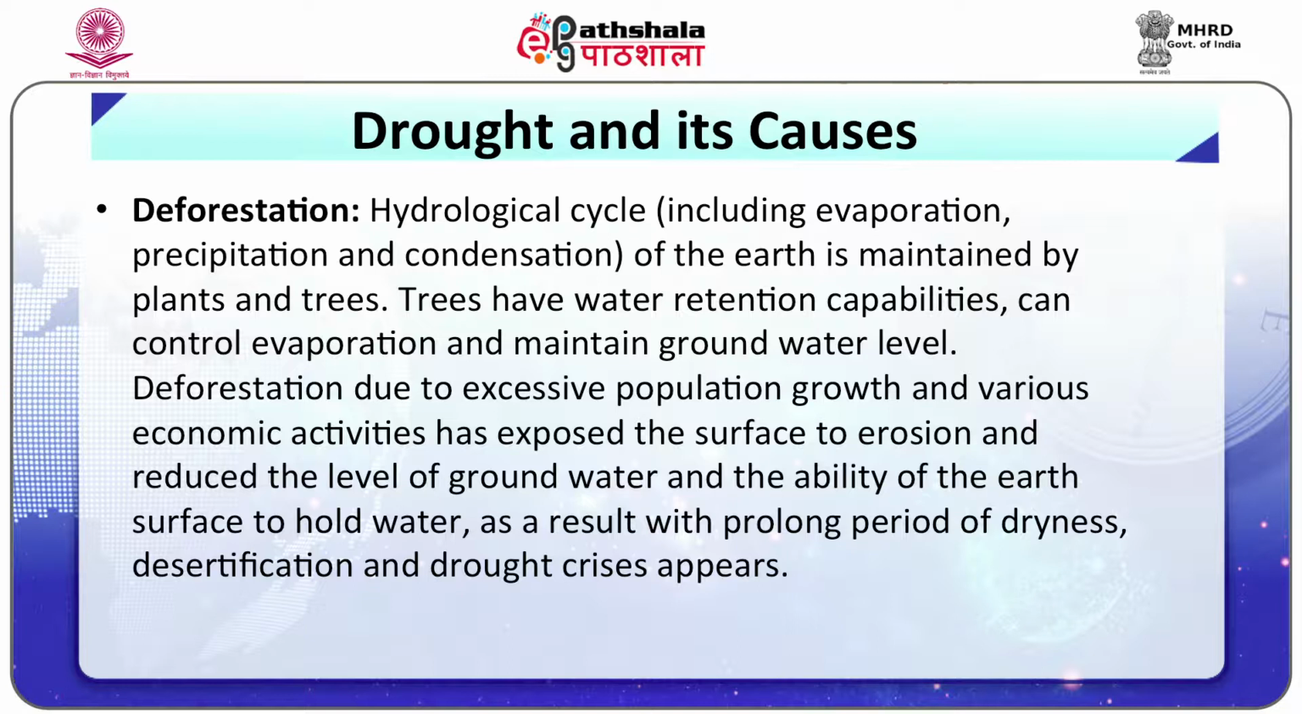Trees have water retention capabilities and can control evaporation and maintain groundwater level. Deforestation due to excessive population growth and various economic activities has exposed the surface to erosion and reduced the level of groundwater and the ability of the earth's surface to hold water. As a result, with prolonged period of dryness, desertification and drought crisis appears.